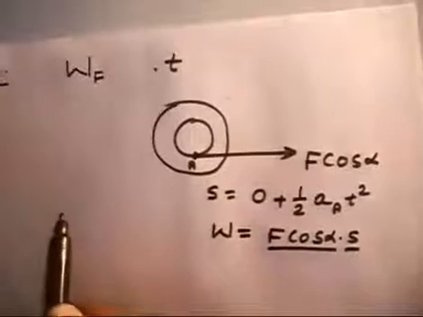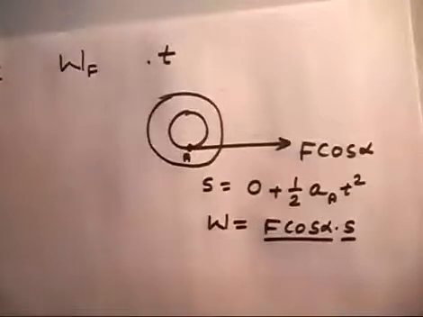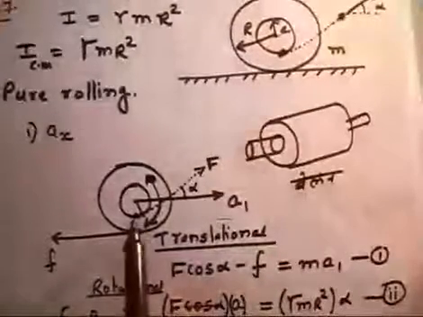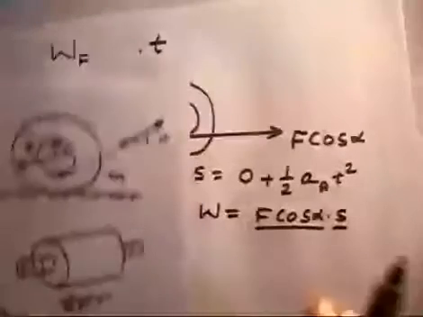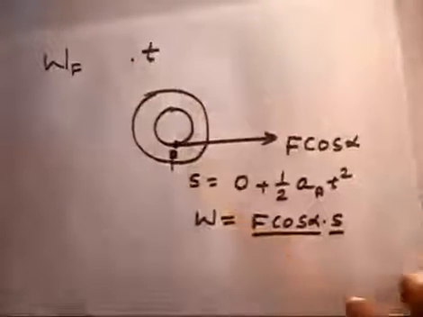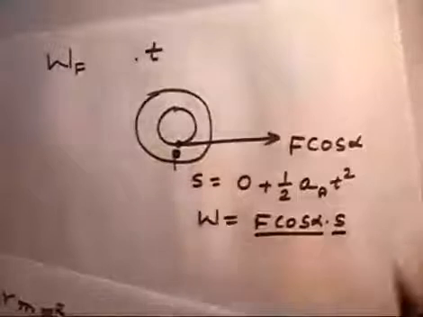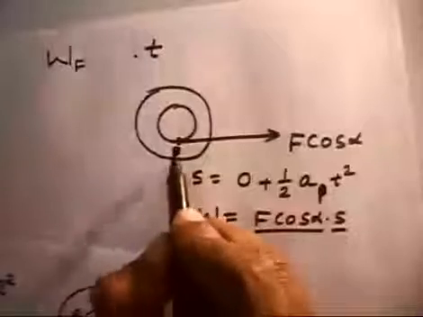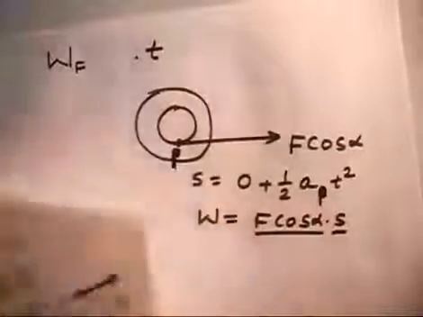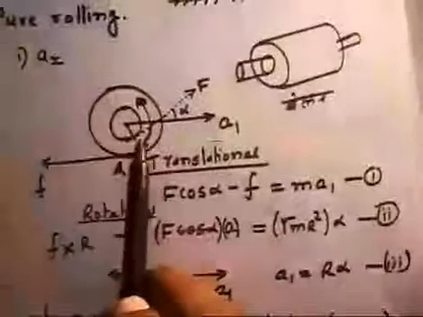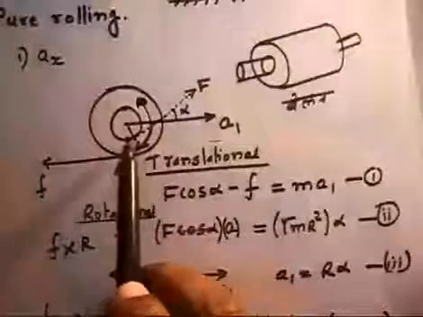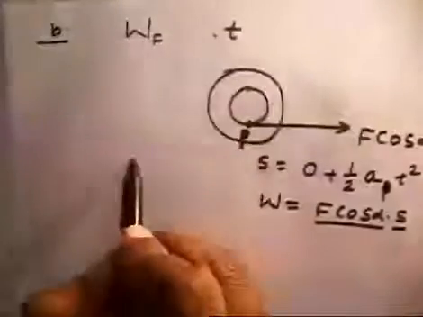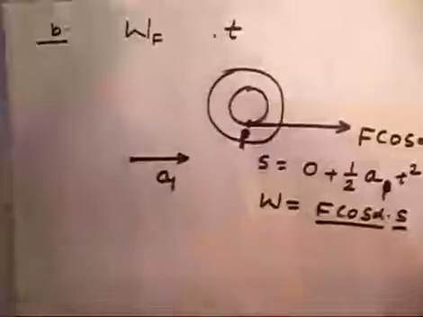Now if you see the previous figure, the acceleration of point A will be... I am now considering this point, let us call this point P, because A I have already used. So I can find the acceleration of point P. The center of mass has acceleration A1 in this direction, so point P will also have A1 in this direction.